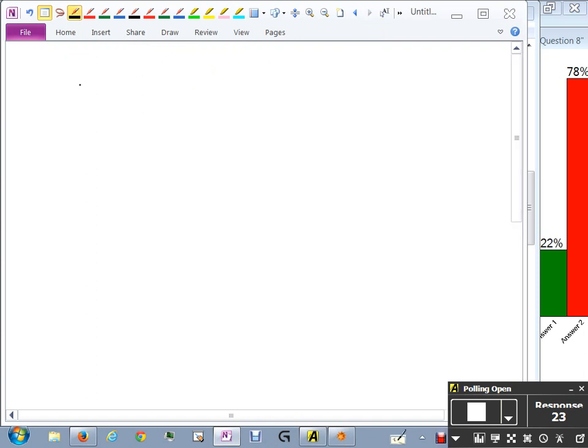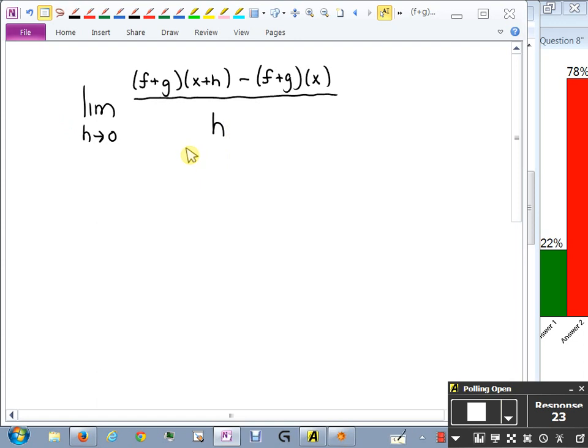So I'm going to try and show you right now that if you take the limit as h goes to 0, now watch the way I'm going to write this. F plus g of x plus h minus f plus g of x all over h. Okay, so this is just notation. Do you remember in college algebra we used f plus g to mean add two functions together? But I'm plugging in x plus h to this one, and x to this one. I'm going to try and show you that this is the same as doing the two derivatives separately. So if there is plus or minus between two functions, you can split it into two derivatives.